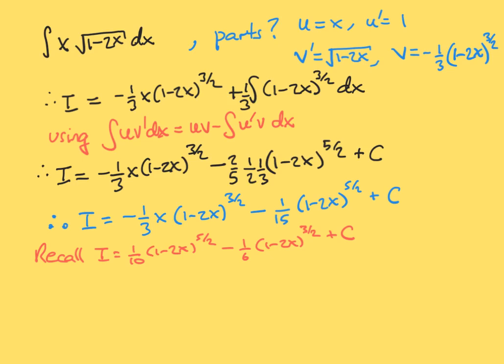Okay, so let's see how it would work. I can write this factor here, minus 1/3 x, as minus 1/6 times 2x.